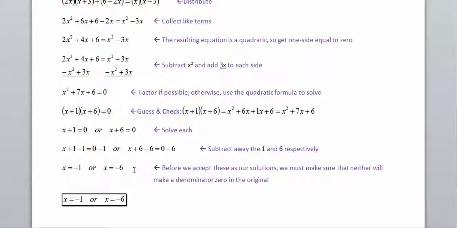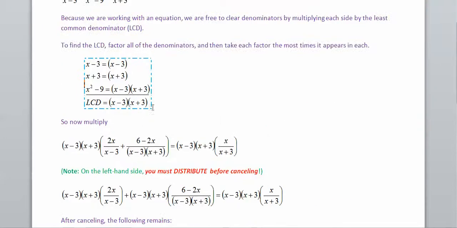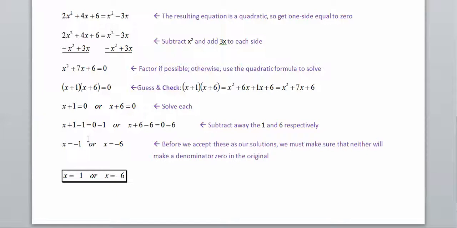But with rational equations, you're not done just because you're at the x equals point. What you have to make sure about both of these numbers is they're not going to make any of your original denominators equal to 0. So if x equals negative 1 would make a denominator equal to 0, we'd have to throw it out. Same thing with x equals negative 6. But with our denominators, the only things that are going to make those equal to 0 are 3 or negative 3, and neither one of those came up as our solution, so we're fine with x equals negative 1 and x equals negative 6.